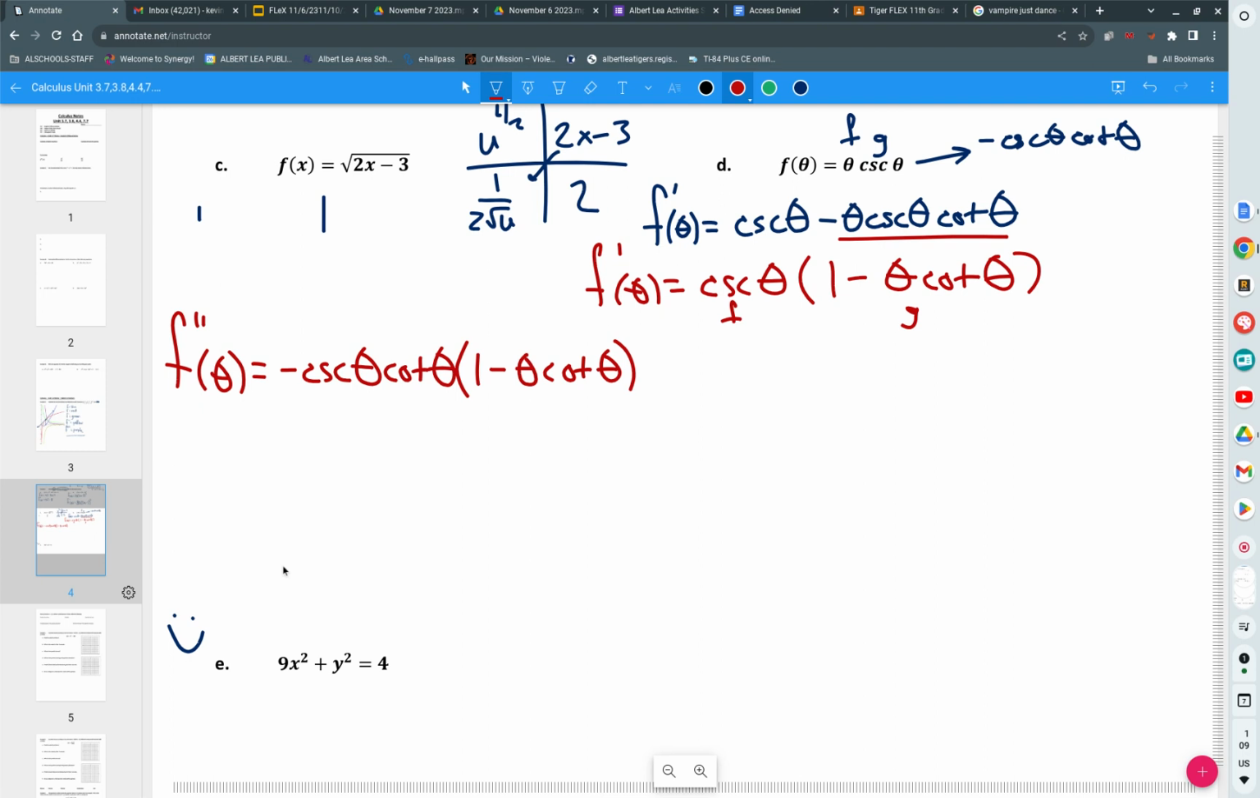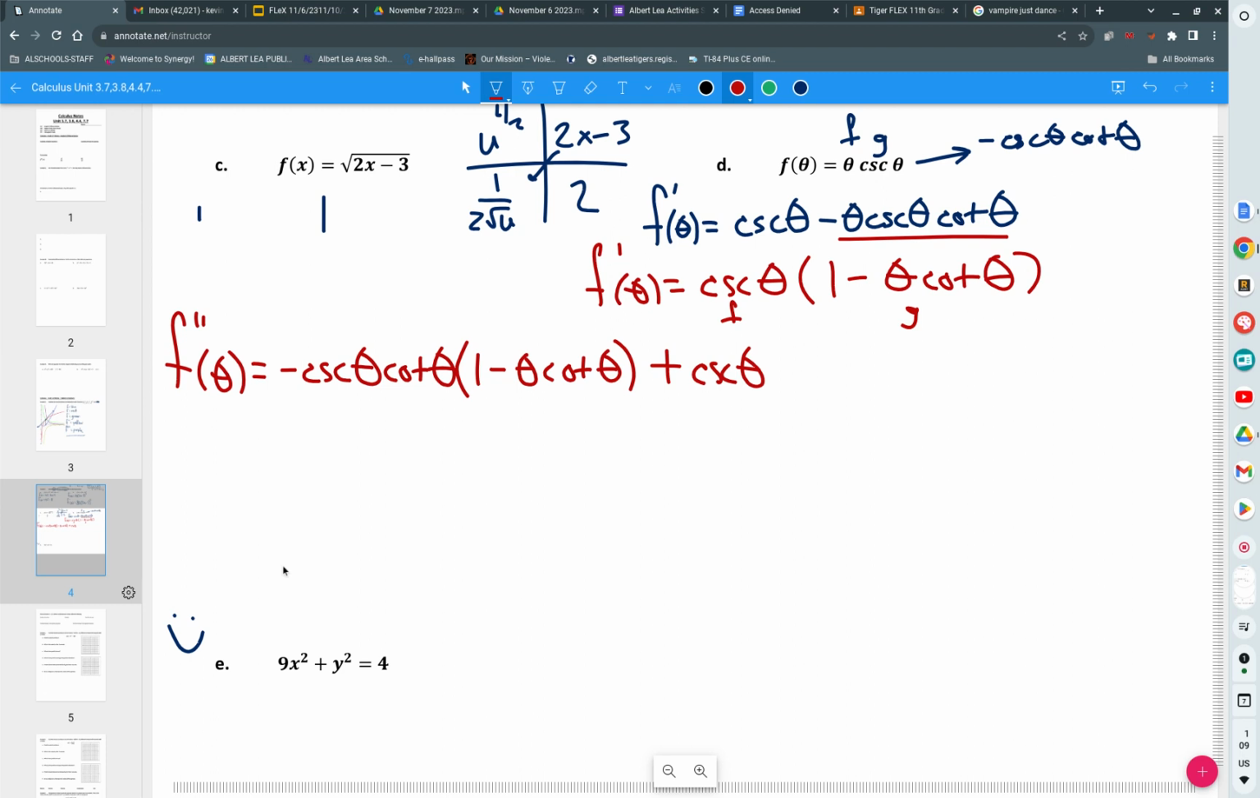Now we have plus cosecant of theta times the derivative of that, right? Right here? Oh, you're wanting the derivative of cotangent. The derivative of cotangent is negative cosecant squared. Okay, so we're going to deal with that in just a second. But as we do, we need the derivative of this guy right there.